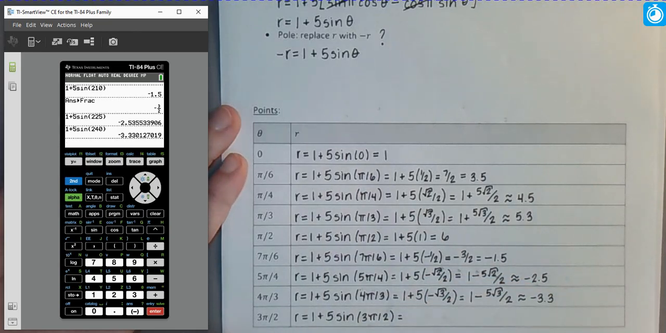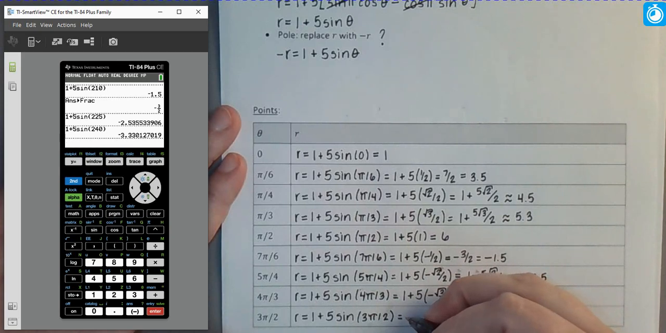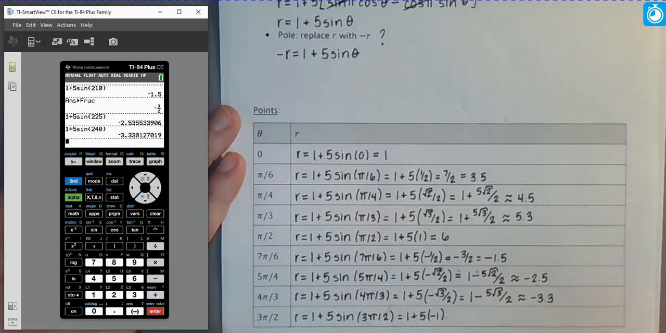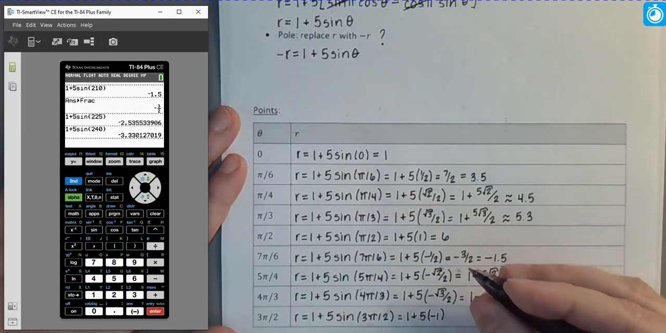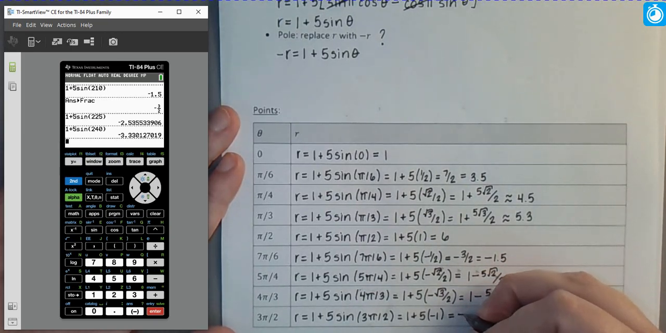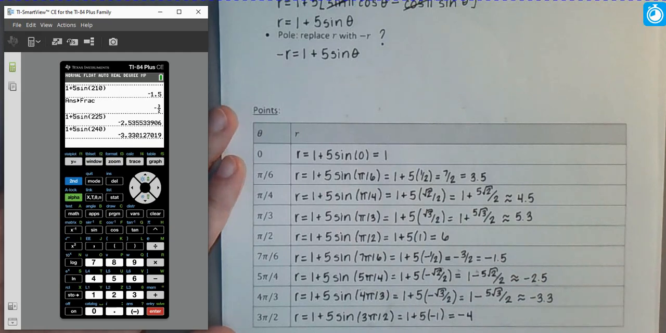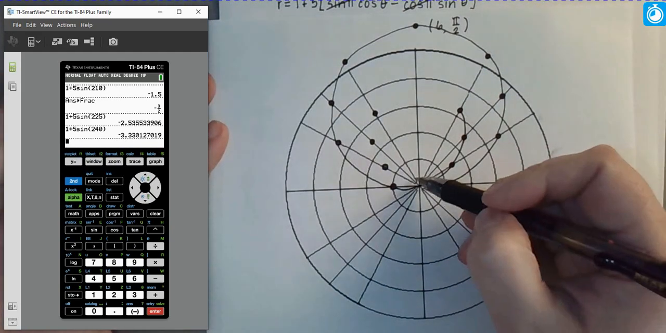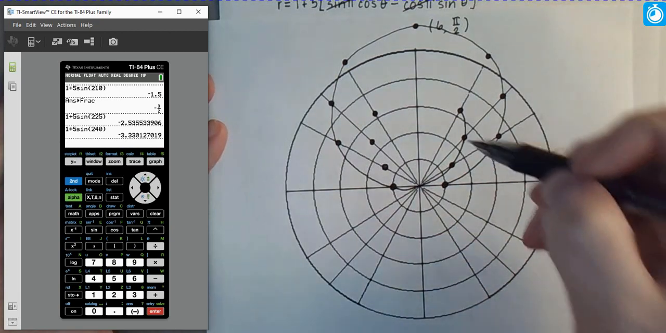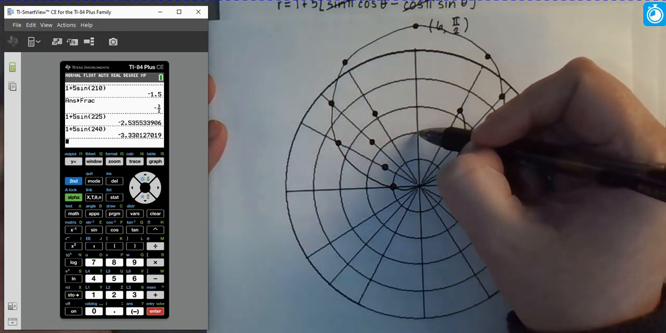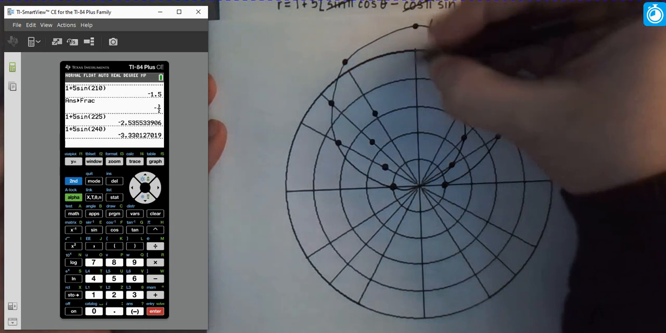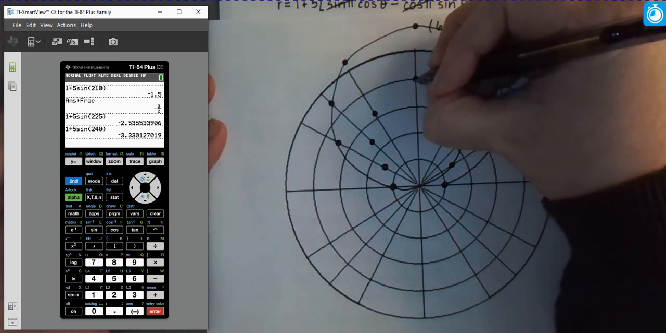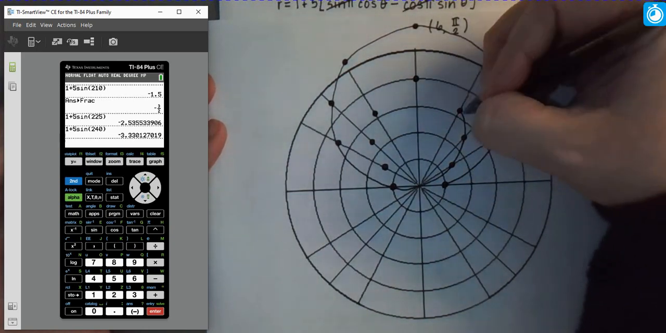Okay, the sine at 3 pi over 2 radians is going to be negative 1. So we have 1 plus 5 times negative 1. So 5 times negative 1 is negative 5. So 1 minus 5 is going to be negative 4. And again, that's going to be exact. So at 3 pi over 2 radians, our value of r is going to be negative 4. And because we're on the vertical axis, there is no symmetric point in that case.